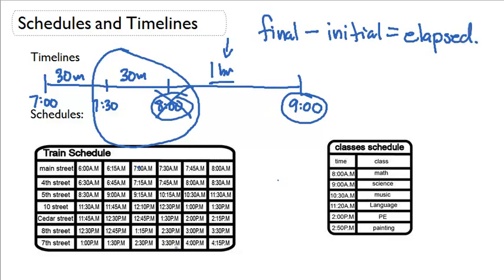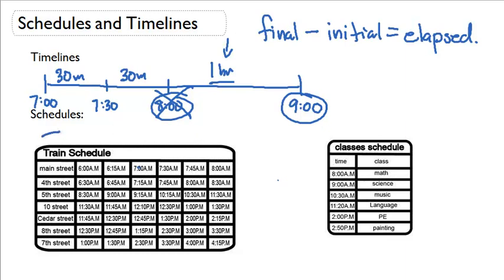So that's timelines, but let's talk about schedules. And schedules are a very convenient way of figuring out where to go and how to put information down to tell other people where to go. You guys have probably seen something like a train schedule before or a bus schedule. Well, just know that schedules typically come in things called tables.